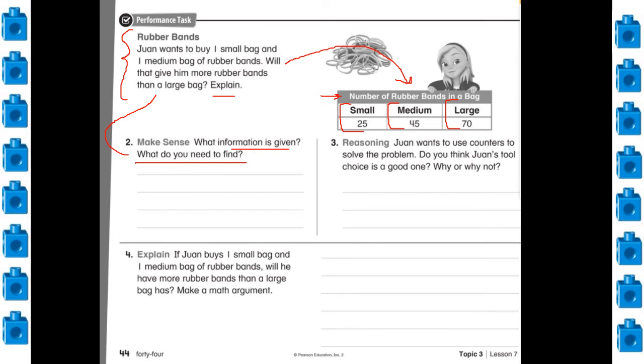And number 4, explain. If Juan buys one small bag and one medium bag of rubber bands, will he have more rubber bands than a large bag has? Make a math argument. So all you need to do down here is show me an equation or a number line or whatever tool you have, but explain your answer. And that's it, boys and girls, just 4 questions.